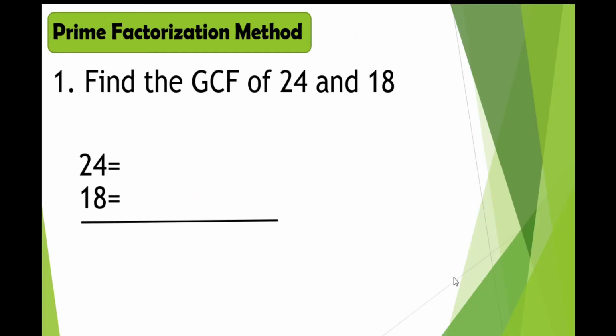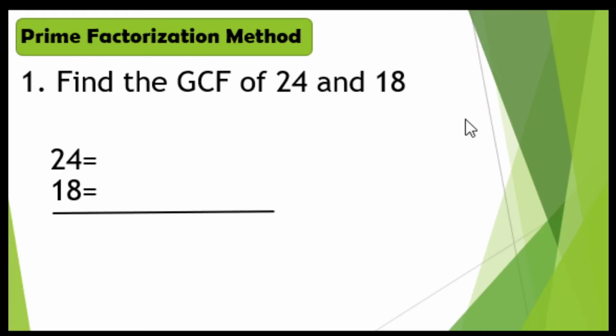Another example of prime factorization method. Let's try to find the GCF of 24 and 18. How will you get the prime factors of 24 or the factors of 24? You can use the tree method. You can write it here, 24, and then think of 2 numbers that will get a product of 24. Let's have 3 times 8.